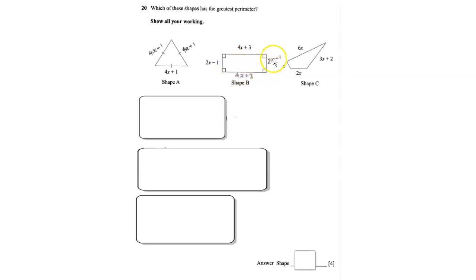Shape B is a rectangle. So if the width is 2x minus 1, we can put it on the opposite side. And if the length is 4x plus 3, we can put it on the opposite side also.